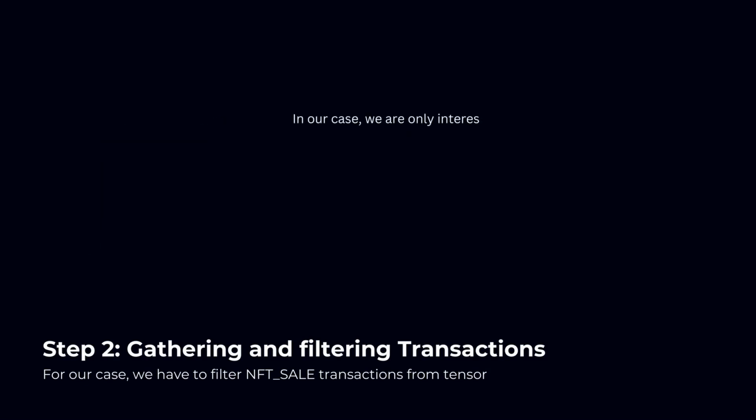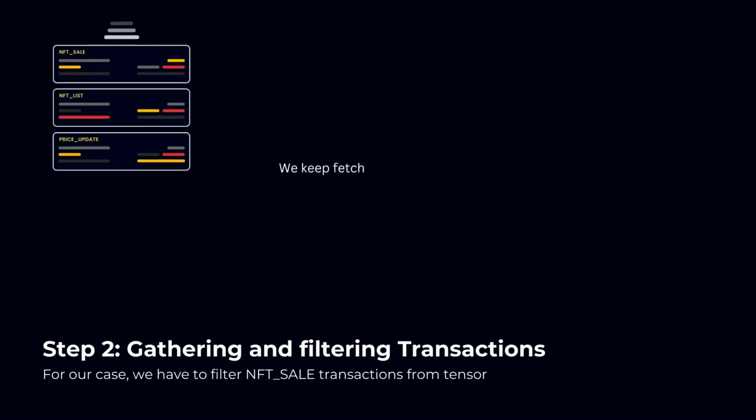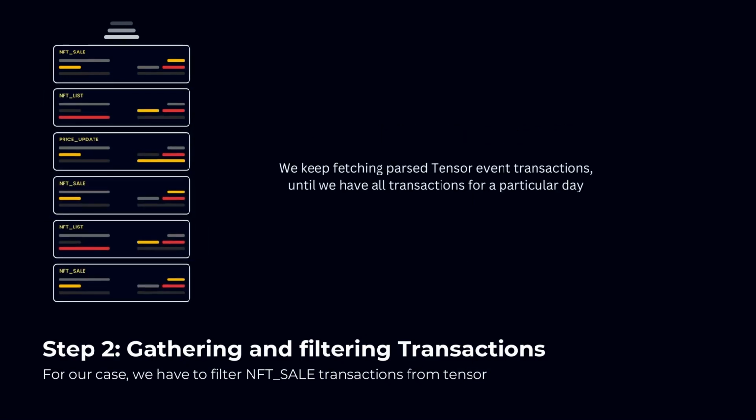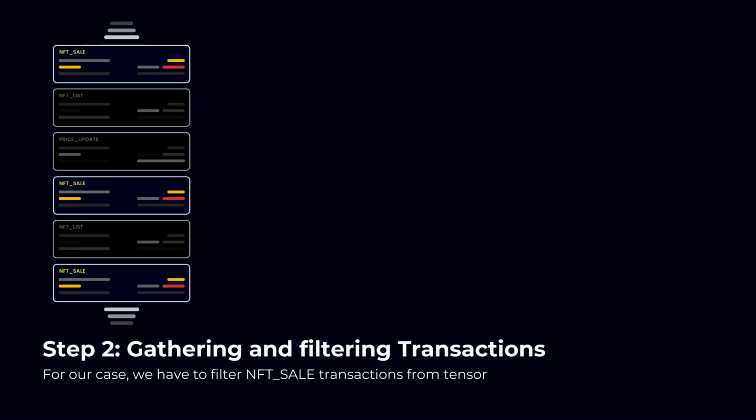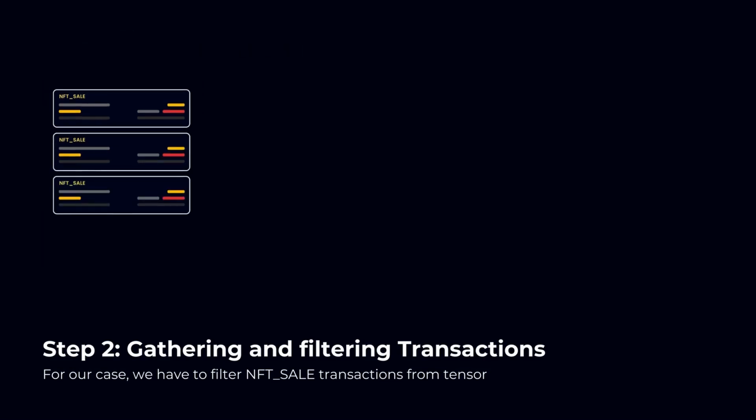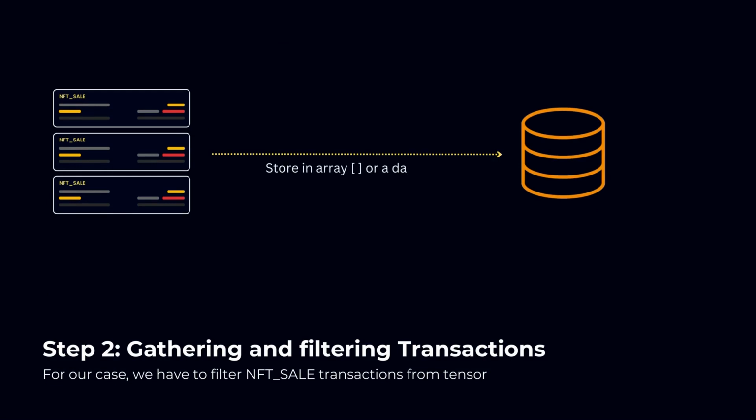Hence, we can directly collect event-related information from the transactions without any further processing. For our use case, we are only interested in NFT sale events occurring in a particular day. Since SHYFT returns the event transactions in a paginated manner, we can go ahead and keep fetching transactions until we collect all the transactions for a particular date. Once complete, we can now filter out transactions which are of the NFT sale type. We can then store the resultant transactions in an array or a database for further processing.